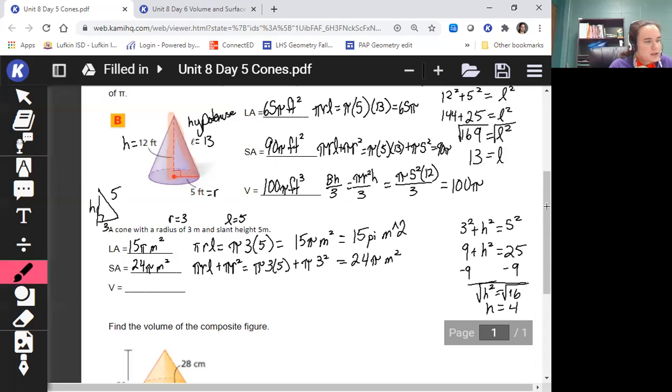Okay, and then we need to find our volume. Remember, the formula for volume is area of the base times our height divided by 3. And our formula for area of the base, because we have a circle, is pi r squared. So we've got pi r squared times our height divided by 3. So now we can just plug in. So pi times our radius of 3 squared times our height of 4 divided by 3. And that equals 12 pi meters cubed.